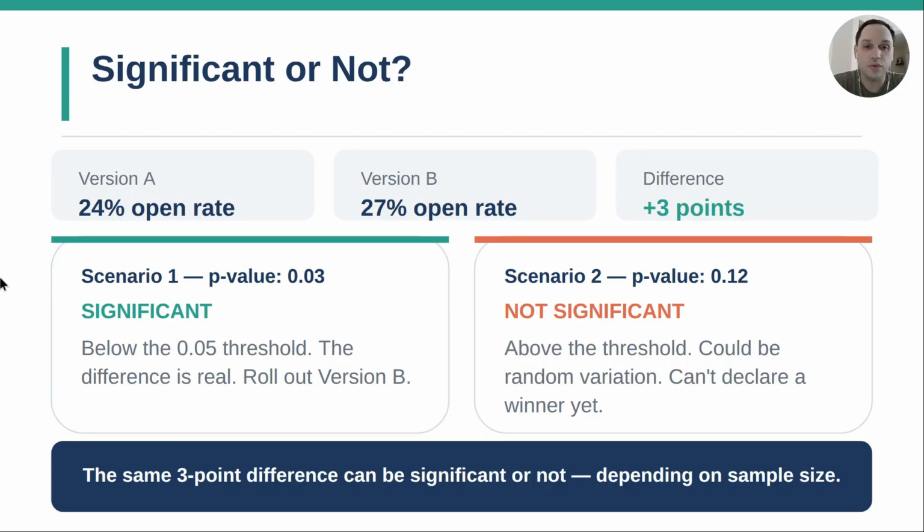In scenario 2, the p-value comes back at 0.12. That's above threshold, not statistically significant. The same 3-point difference, but with a smaller sample or more noise in the data. The test can't rule out that this happened by chance. You can't call a winner. And notice, same size difference, two completely different conclusions. That's why sample size matters so much.